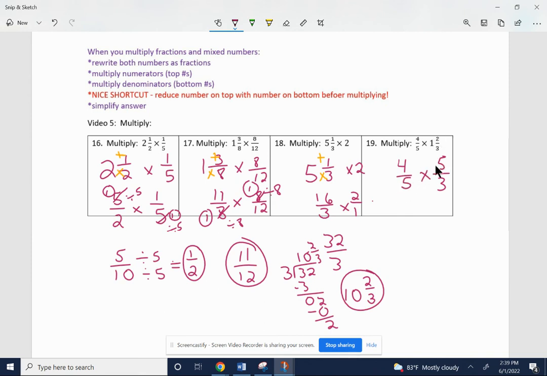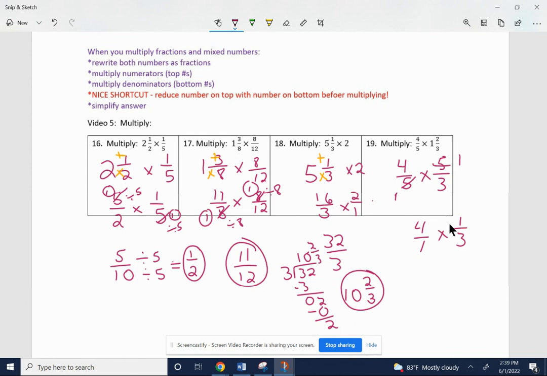Look what I see here. I noticed something. I can go ahead and reduce by 5 now. I have a 5 on the top, I have a 5 on the bottom. I can take 5 divided by 5, which is 1, and 5 divided by 5 here and get 1. So my new problem is 4 over 1 times 1 over 3. And again, you don't have to do this shortcut, but it's kind of nice.